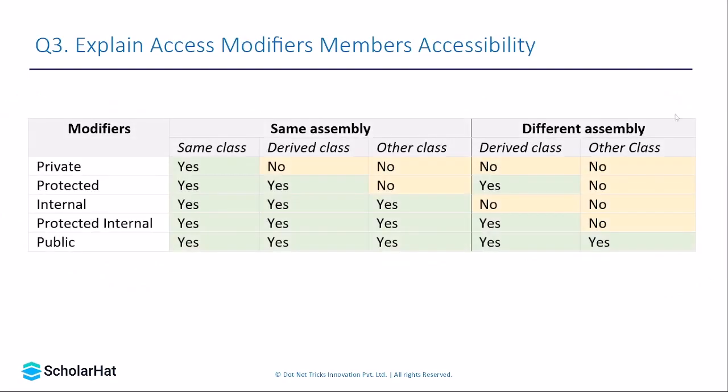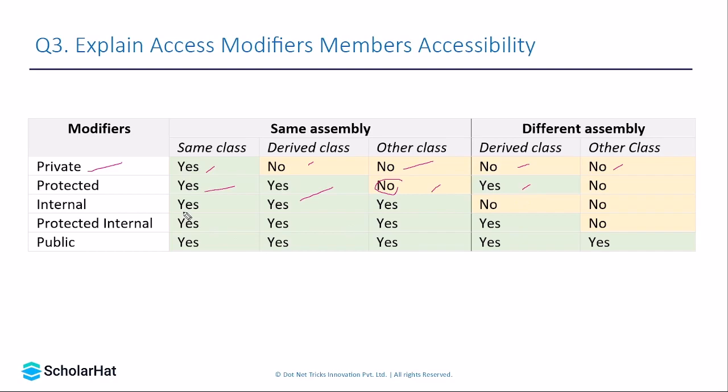In this table, you can see how these access modifiers are used. Private is the least accessible and can only be used in the same class. It cannot be used in derived classes, other classes, or even in a different assembly. Protected can be used in the same class and derived class, but it cannot be used in any other class. So if we have a parent class and a child class, then protected can be used, but not in another class. Protected can also be used in a derived class in a different assembly.